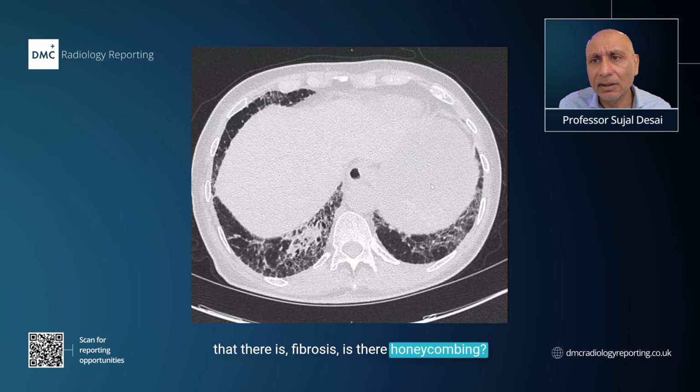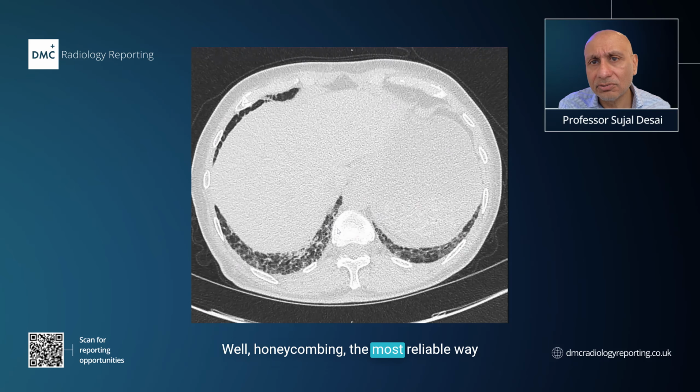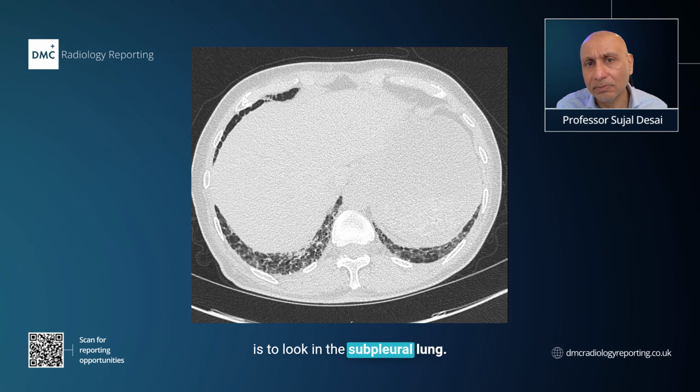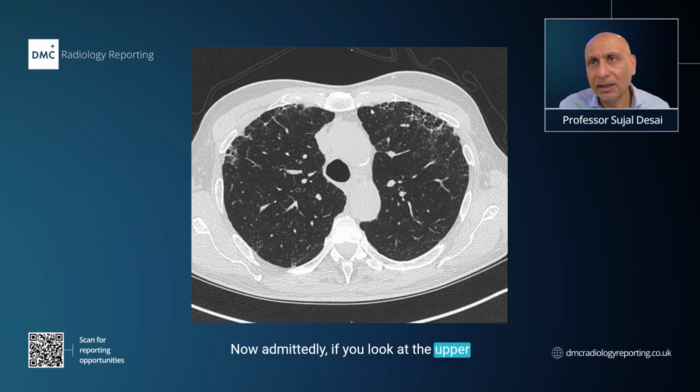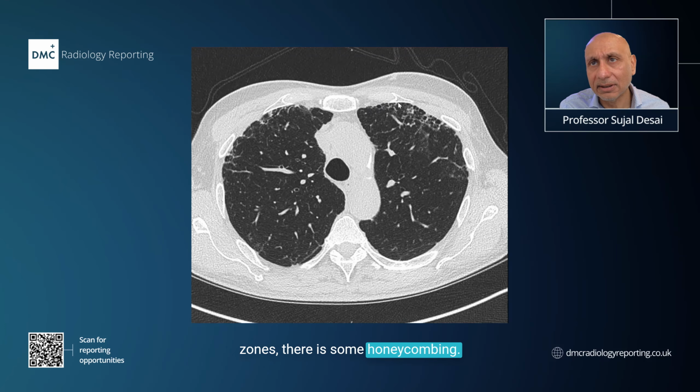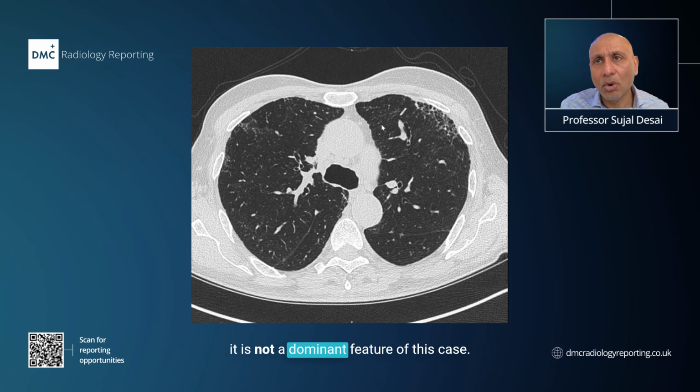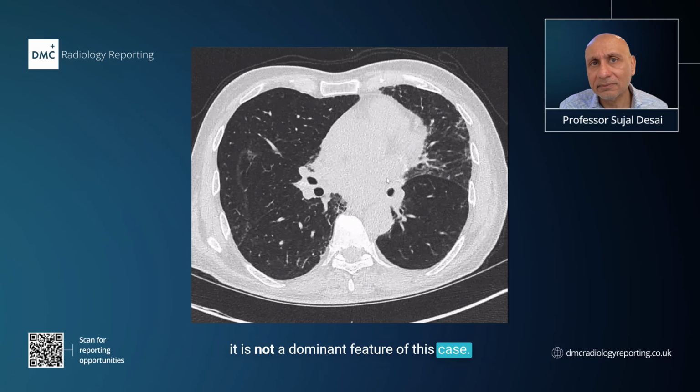Is there honeycombing? Well, the most reliable way to determine whether there is honeycombing is to look in the subpleural lung. And here in this patient, there is really not a hint of honeycombing. Now, admittedly, if you look at the upper zones, there is some honeycombing. There is microcystic honeycombing, but it is not a dominant feature of this case.